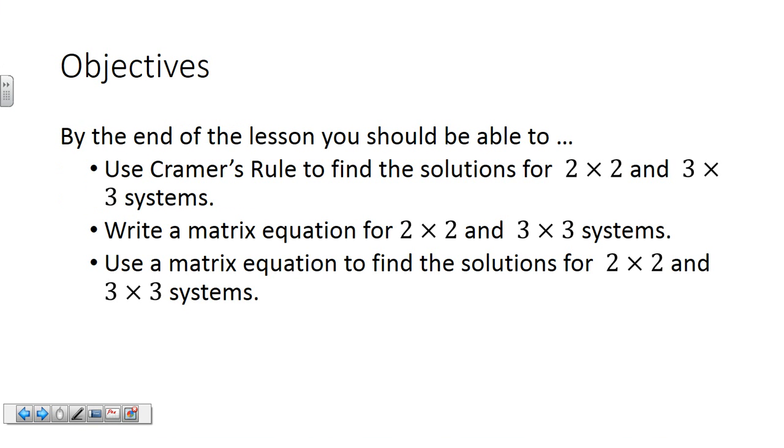Our objectives by the end of this lesson: you need to be able to use Cramer's rule to find the solutions for both 2x2 and 3x3 systems. You need to be able to write a matrix equation for 2x2 and 3x3 systems. And you need to be able to use that matrix equation to find solutions for the 2x2 and the 3x3 systems.